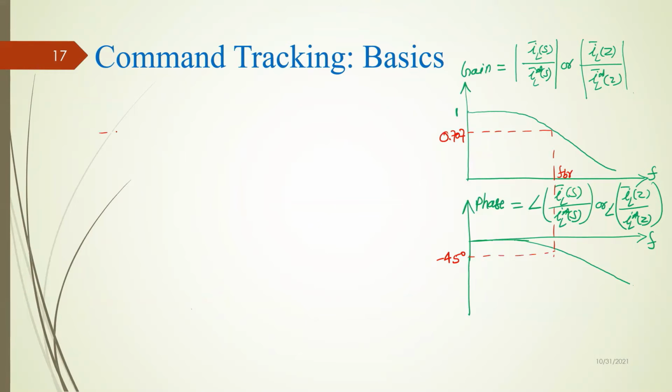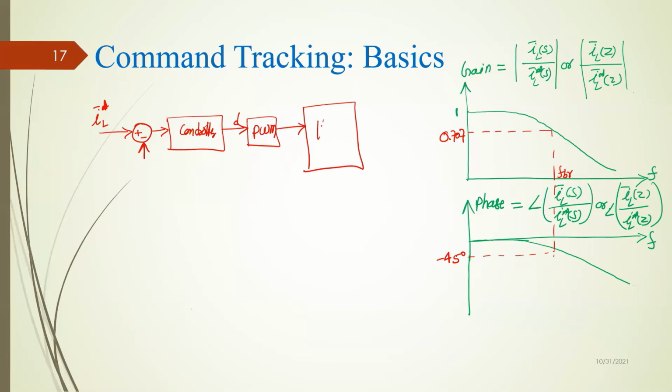So now let's draw the structure again. So we have this as a reference, the IL average reference value, then it goes to the controller. It generates the duty cycle, and then it goes to the PWM implementation, and that goes to your hardware. And then from the hardware, we have the signals sampling. So this is our IL, and then we do the mean.